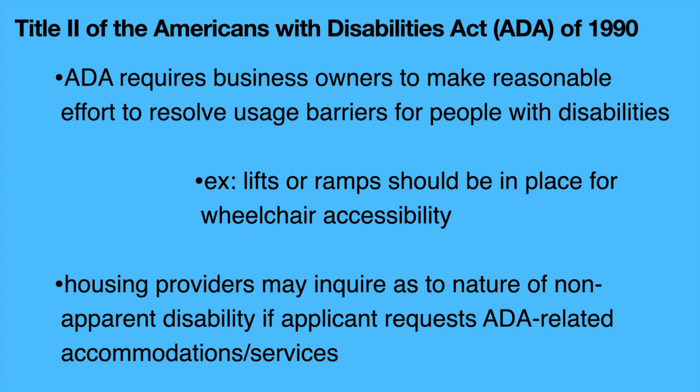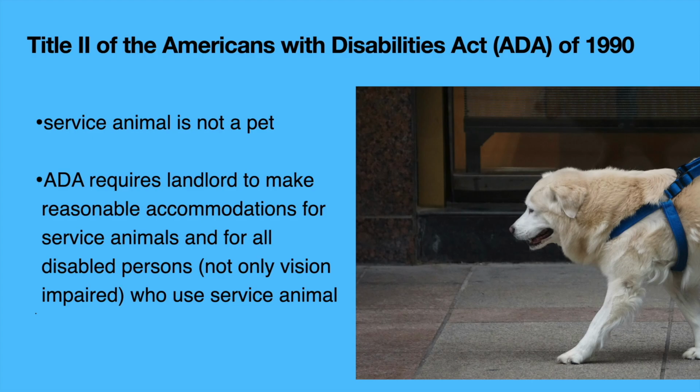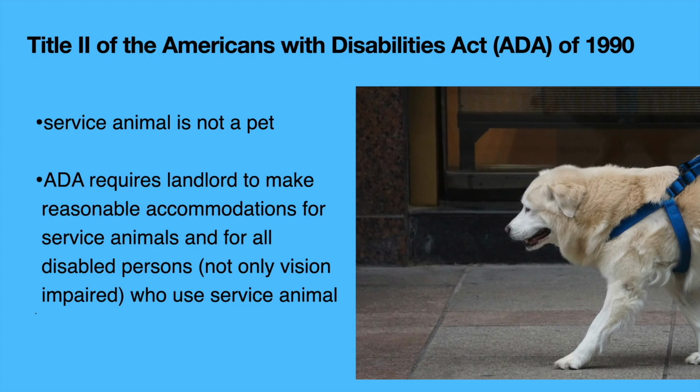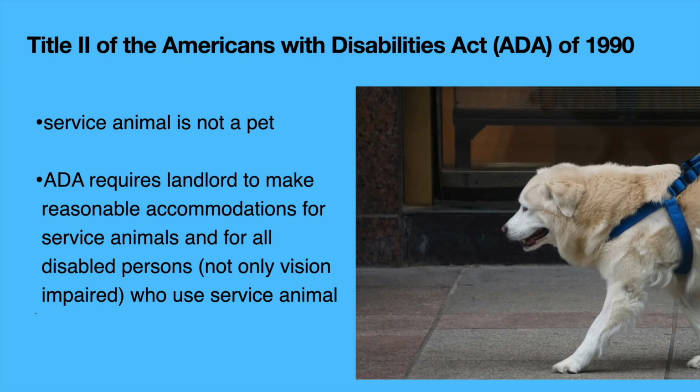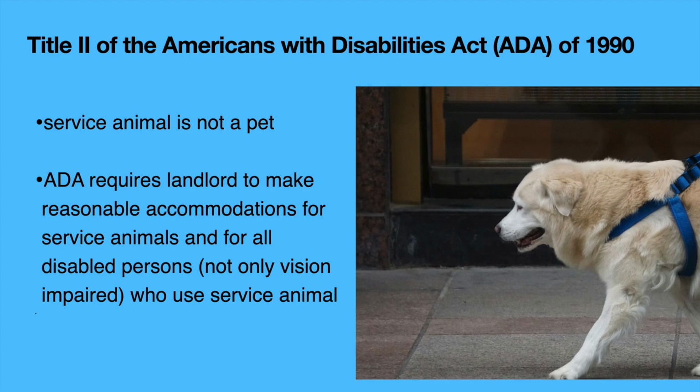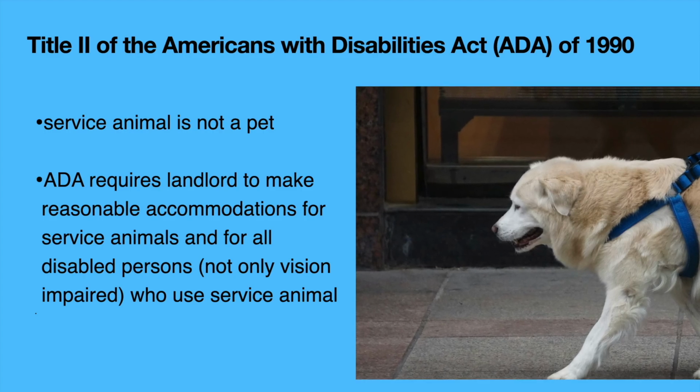Housing providers may inquire as to the nature of a non-apparent disability if an applicant requests ADA-related accommodations or services. A service animal is not a pet. The ADA requires a landlord to make reasonable accommodations for service animals and for all disabled persons, not only the visually impaired who use a service animal.